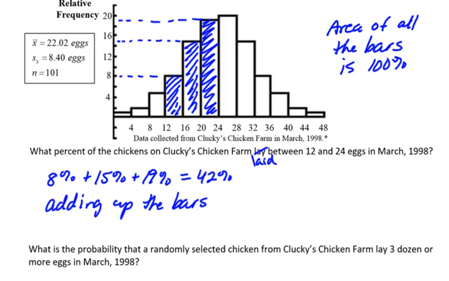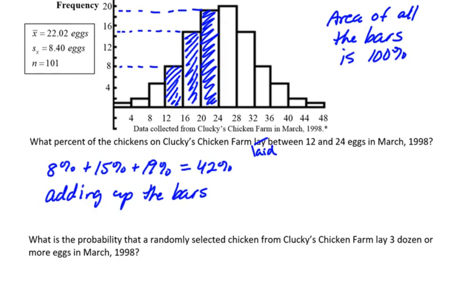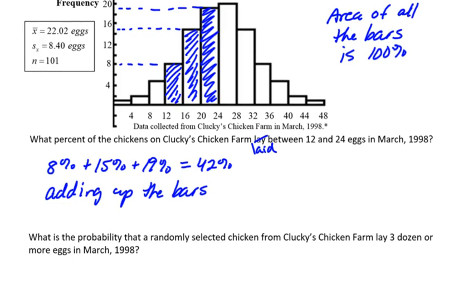Okay, the next one asks, what's the probability that a randomly selected chicken from Clucky's chicken farm laid 3 dozen or more eggs in March 1998? So it's kind of two different questions. This is asking what percent of the chickens were in these categories, and this is what is the probability that one randomly selected chicken laid this much. But we're still saying what percent of chickens would be in that category, and that would be the probability of picking one of them.